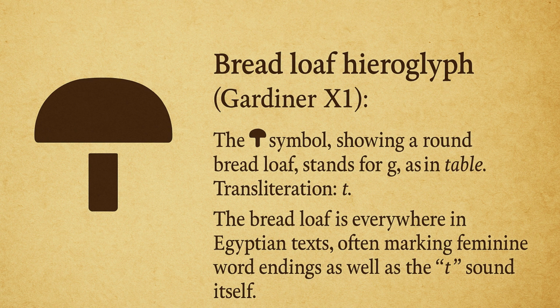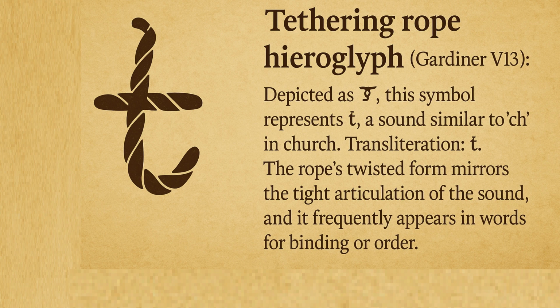16. Bread loaf hieroglyph, Gardiner X1. The symbol, showing a round bread loaf, stands for the consonant T, as in table. Transliteration, T. The bread loaf is everywhere in Egyptian texts, often marking feminine word endings as well as the T sound itself.